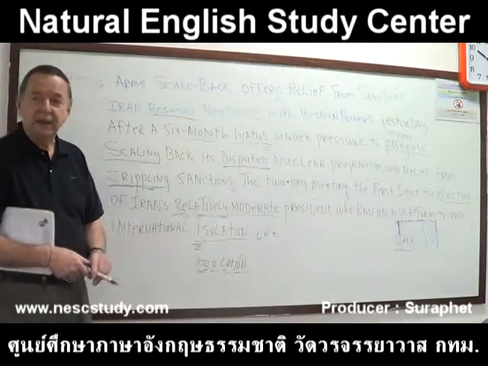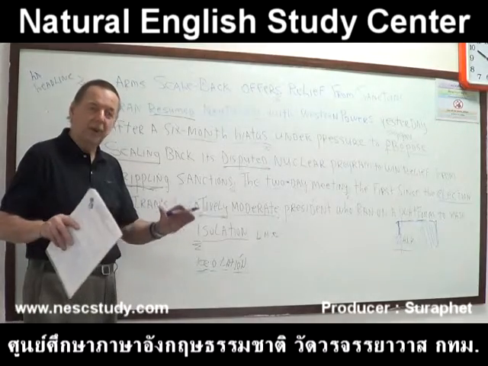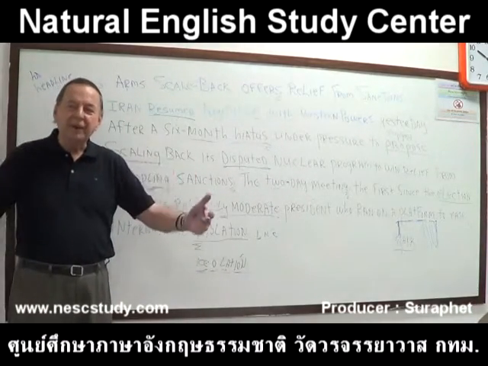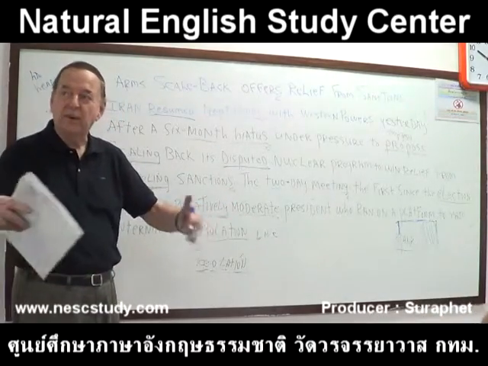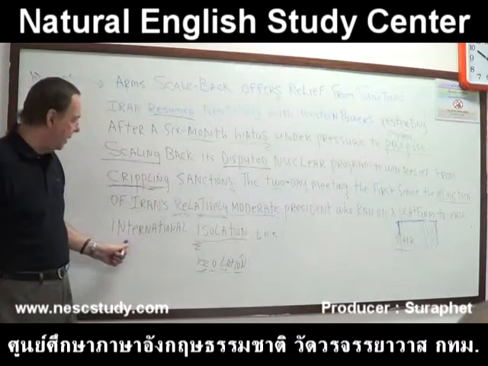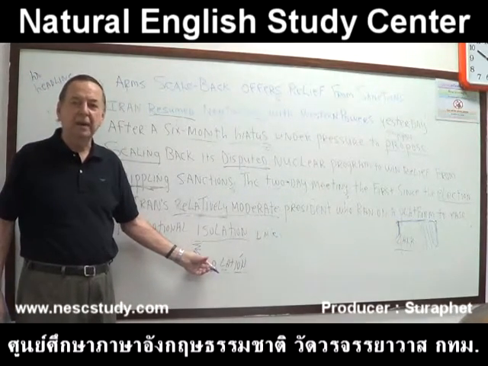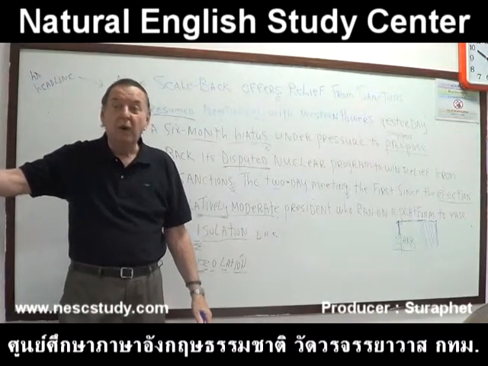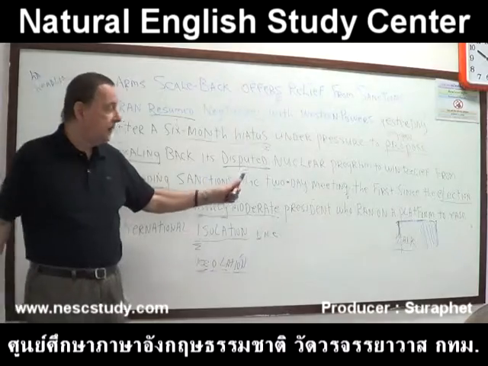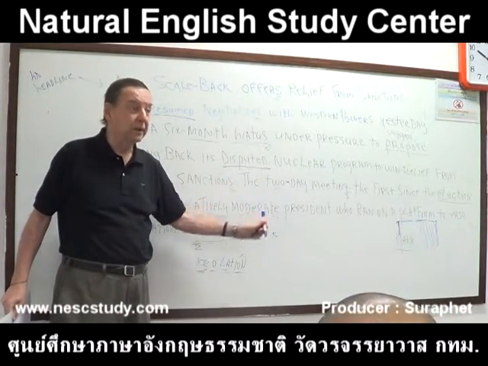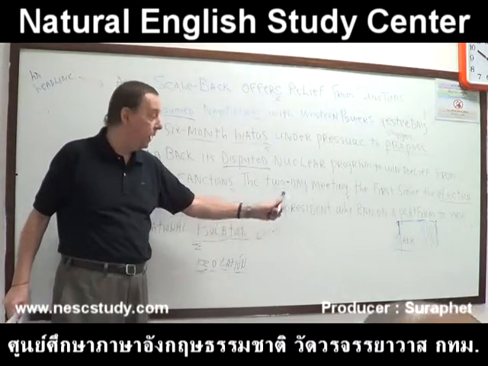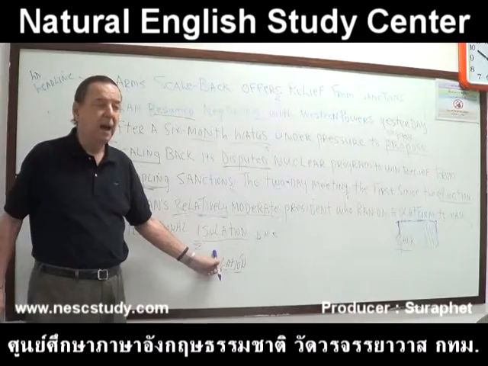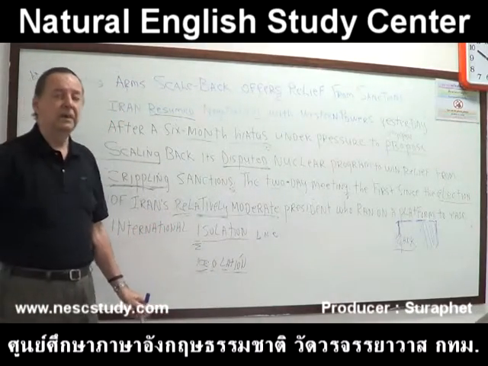To be isolated is to be alone, away from everything else. Remember, they talked about his smile campaign, his charm offensive, all that, to be charming. It's all to relieve Iran's isolation from the rest of the world. You have Iran here, and the rest of the world over here. Iran is isolated, off by themselves. The platform of this relatively moderate, newly elected Iranian president is to ease this international isolation. Isolate, to be off by yourself in some far and distant place.